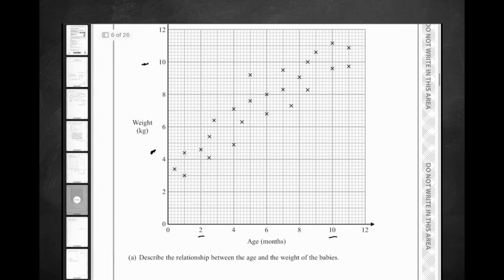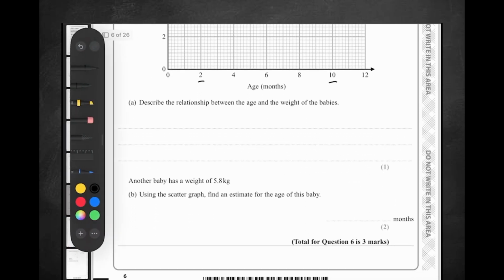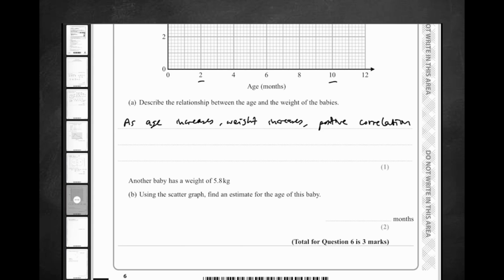So all we need to write here is as age increases, weight increases. I'll write positive correlation between the two. Another baby has a weight of 5.8 kilograms. Using the scatter graph, find an estimate for the age of this baby.